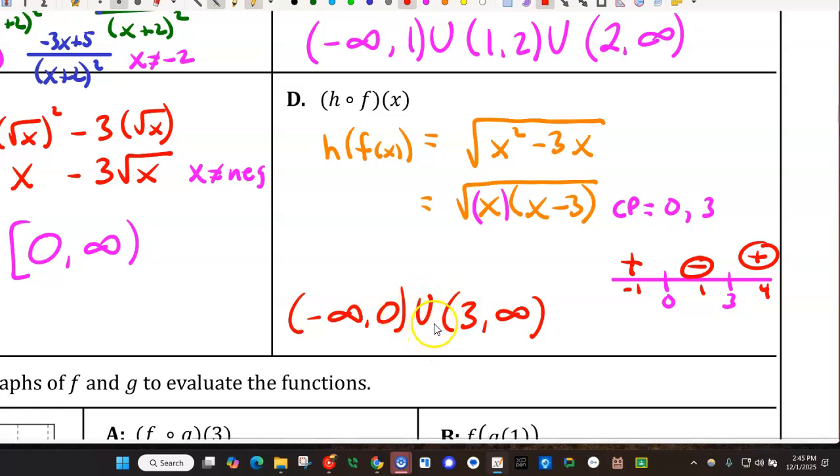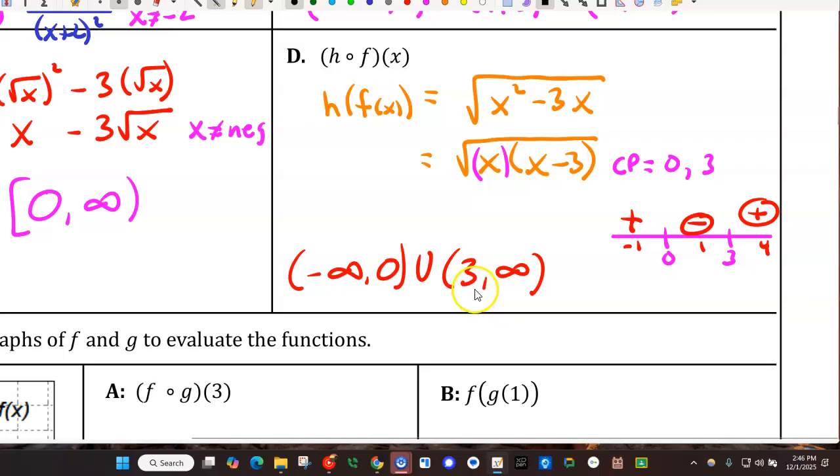All right. Now here's the fun part. What's wrong with my answer? Where's the mistake?